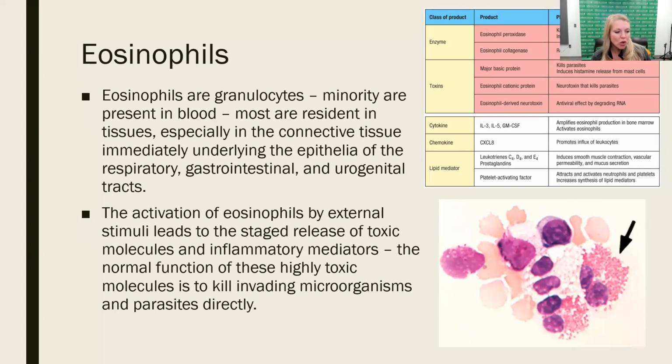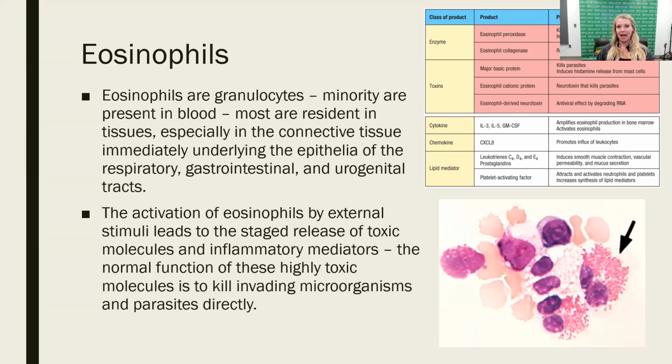They're usually going to be in the tissues. They're going to be in the blood, but also in the tissues, like in the connective tissue in the upper respiratory tract, right below the epithelial lining. They're going to be there ready and waiting for any helminths or parasites that might come in. This is true of the respiratory tract, but also the GI tract, urogenital tract, any of those mucosal associated tissues.